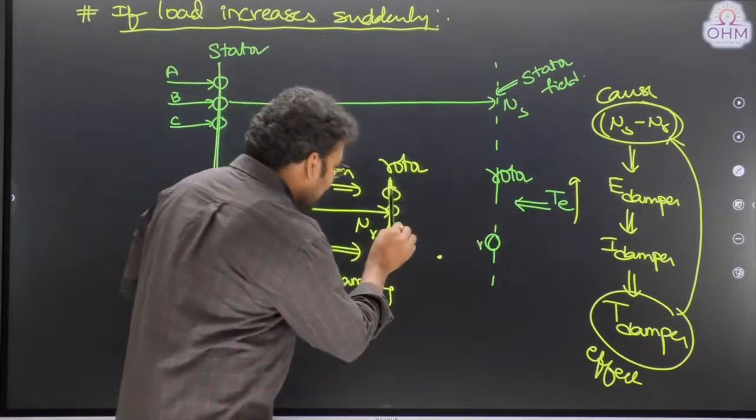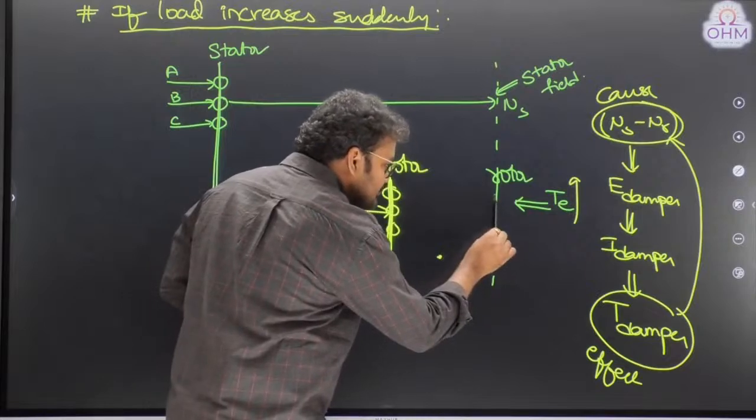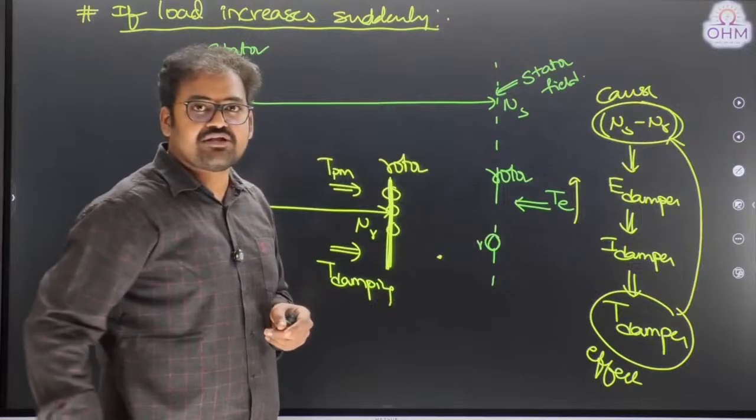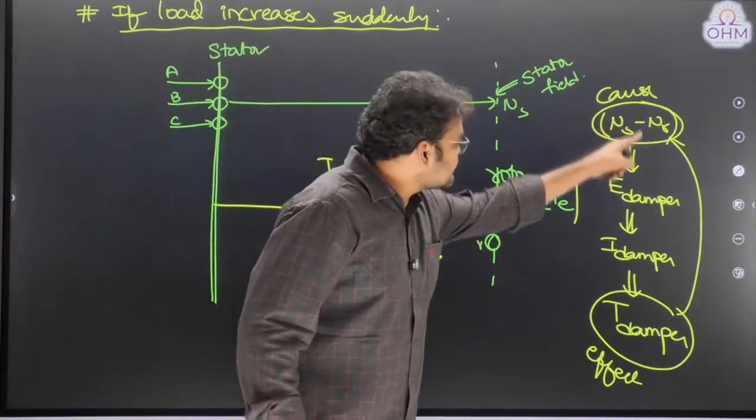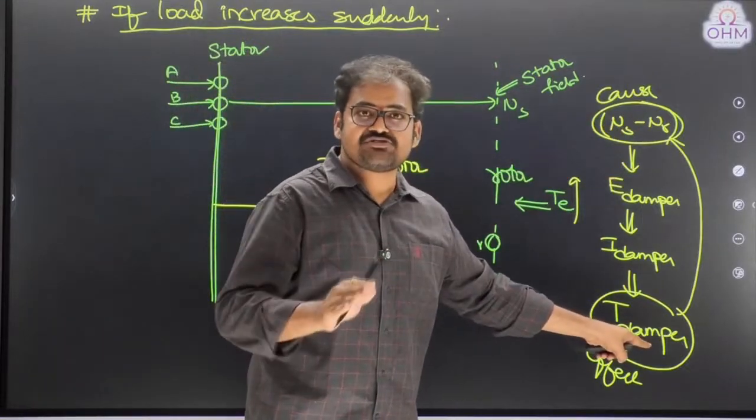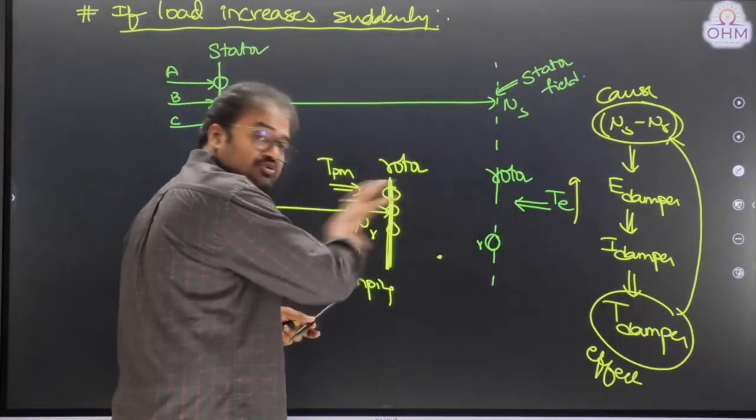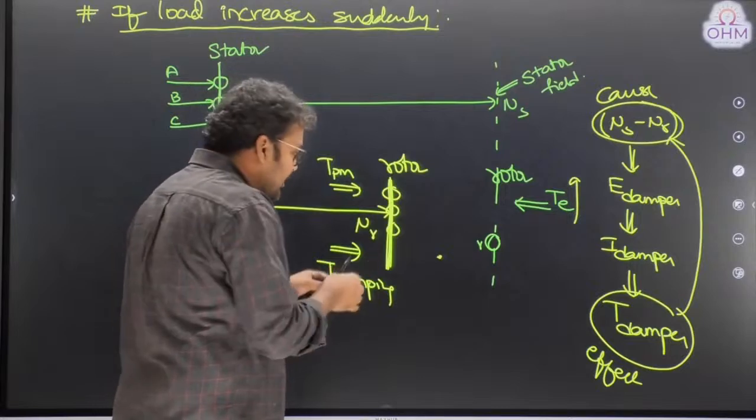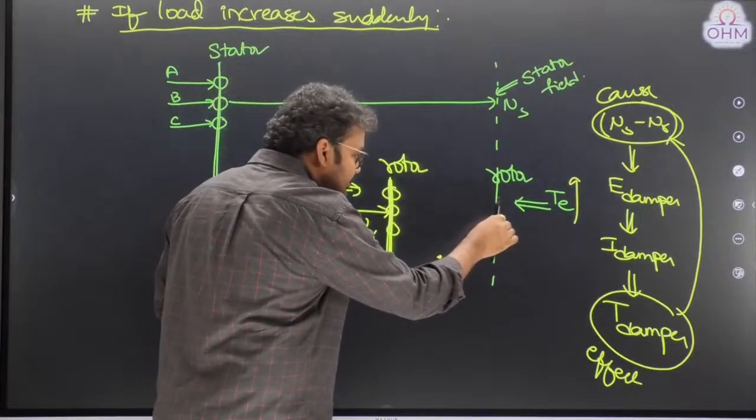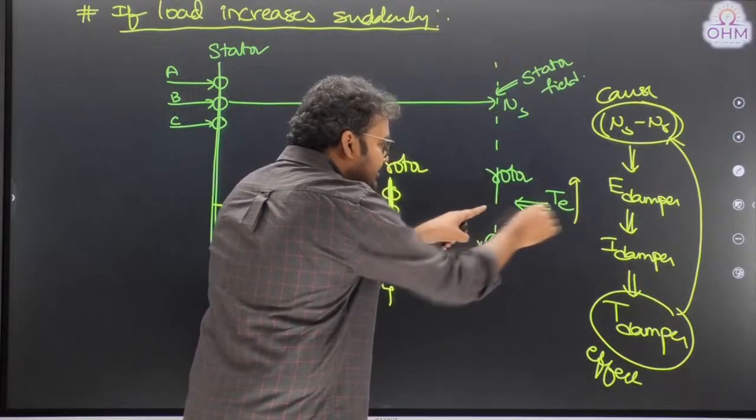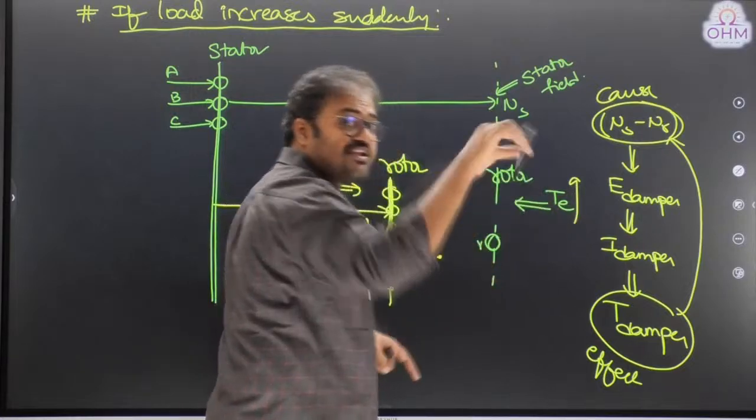Remember, once a rotor reaches synchronous speed, what happens to this relative speed? Zero, right? NR equal to NS. Once this relative speed is zero, damping torque becomes zero. The moment damping torque becomes 0, so far who is pushing the rotor? Damping torque. The moment the damping torque becomes 0, does the rotor remain at NS only, or will it further accelerate? Yes, it will further accelerate because of inertia.